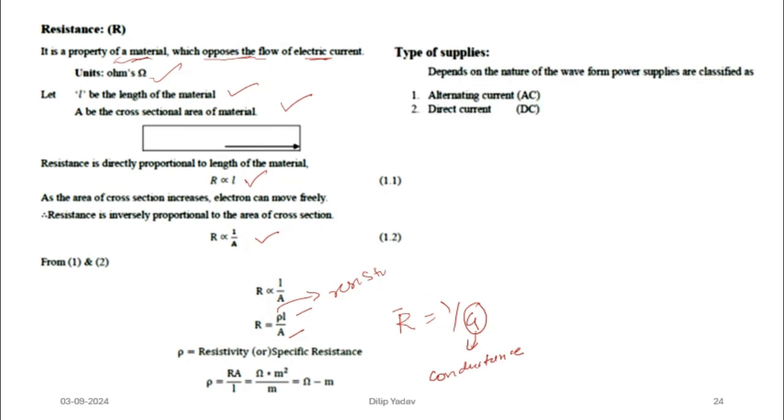So coming forward, we have the different types of supply. The two supplies that we have are AC and DC.